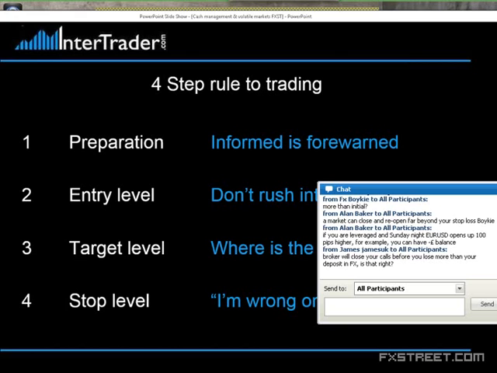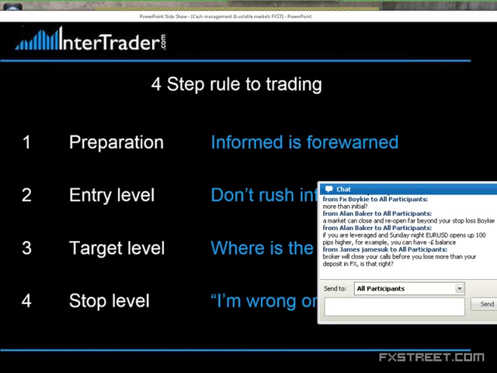Your target level: where's the market going to go? Understand where you are in relevance to the trading day. Understand how far the market has moved on average, the average trading range, the daily range. Understand where it could potentially go, and how long you have to hold the trade in order to hit that target. Then your stop level.